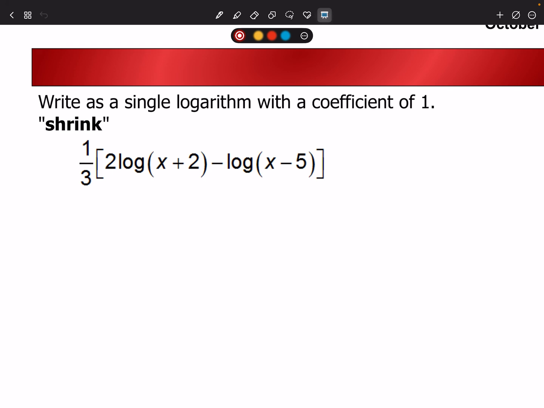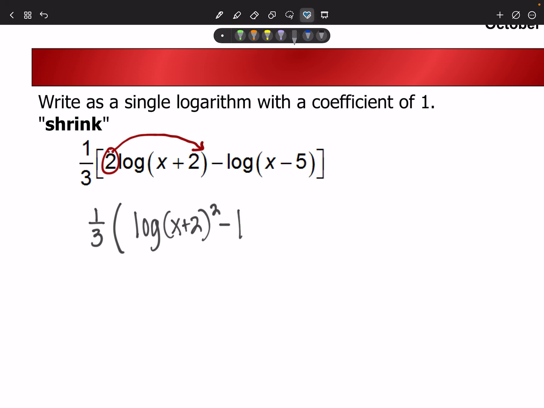Now we've got a couple of challenge problems. So we've got 1/3 times the quantity 2 times the log of x plus 2 minus the log of x minus 5. I'm going to work in the parentheses first. So I'm going to take this 2 and I'm going to make it an exponent. So I'm going to have 1/3 on the outside, and then I'm going to have log of x plus 2 squared minus log of x minus 5.